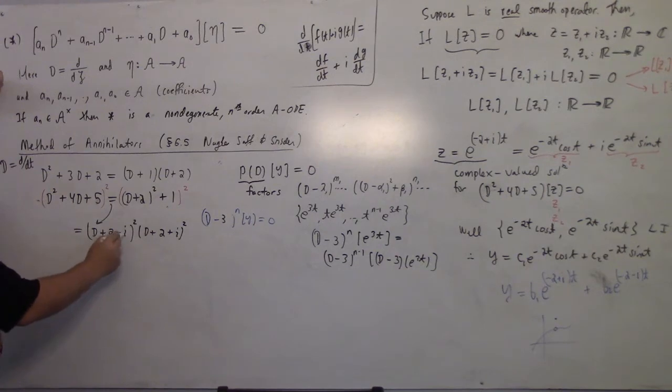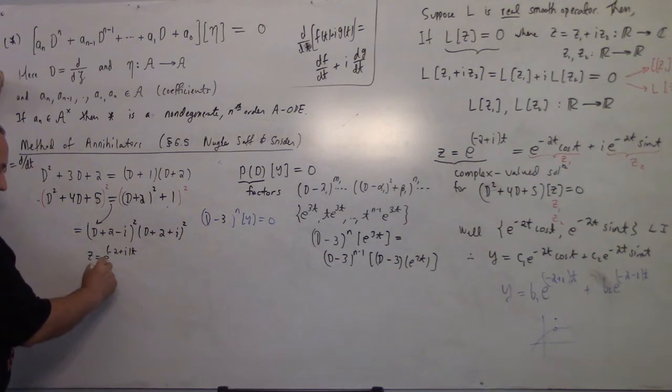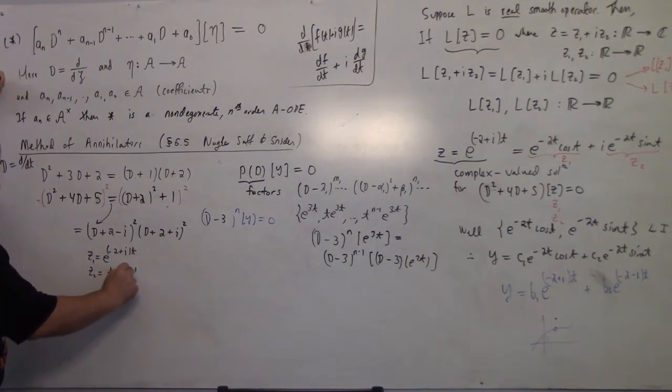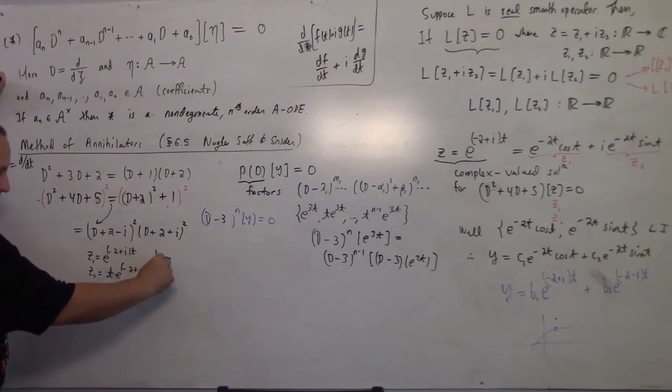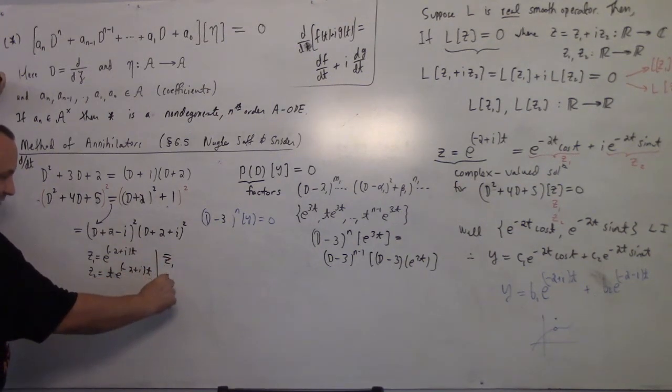So right. So this should give us z1 e to the minus 2 plus i t, and also z2 e to the, well, it's repeated, right? So we get t e to the minus 2 plus i t, right? Yes. And likewise, we get z1 conjugate and we get z2 conjugate over here.